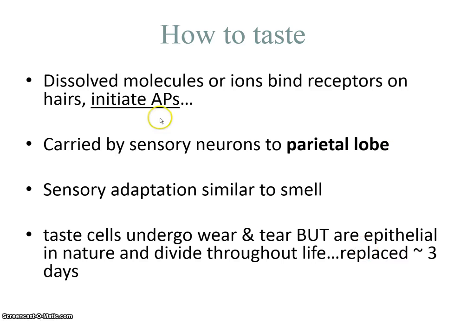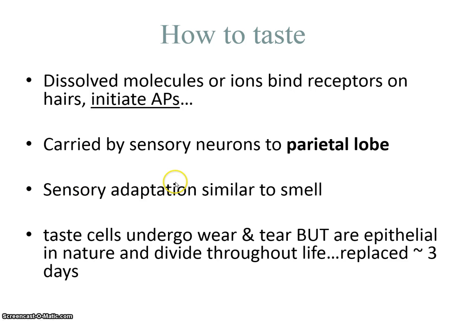All right? So these dissolved molecules or ions, right? Amino acids and hydrogen ions, sodium atoms, bind receptors on the hair. This initiates action potentials. That's what we want you to get. Carried by sensory neurons to the parietal lobe and also the insular lobe, though this OpenStax doesn't talk a lot about the insula.